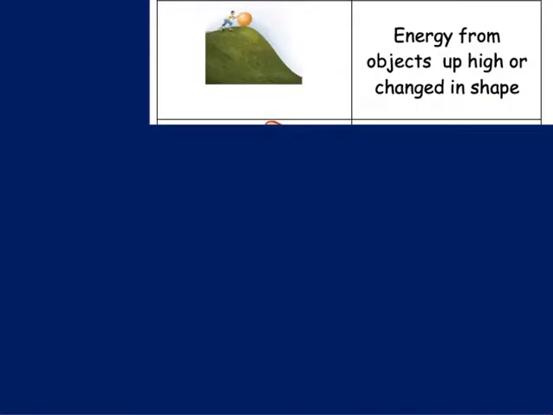So our next one, energy from objects that are up high or changed in shape. So what do I mean by the change in shape? Well, if you were to get an elastic band and hold it and pull it back, that is a change in shape. So this one might be a little bit difficult. So again, decide what type of energy if you can, and the type.